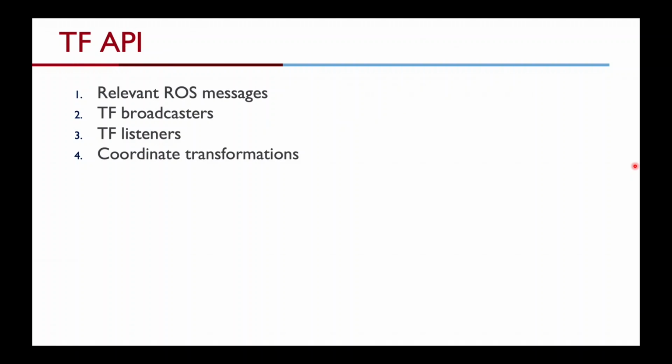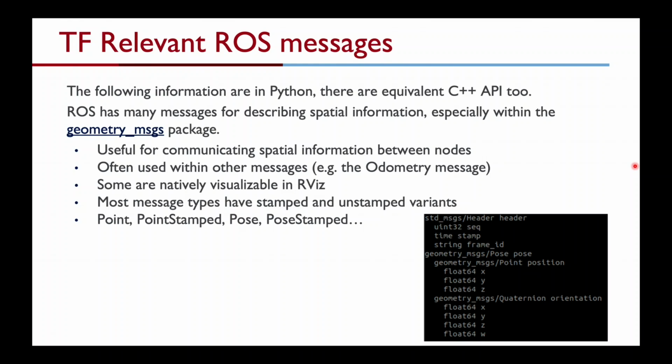In addition, there is an API provided which you can use when you write your own nodes or want to enhance your own nodes with transform information. There are four things we will discuss about the API. First is that there are some relevant ROS messages. We'll mostly focus on the Python API for the TF package.